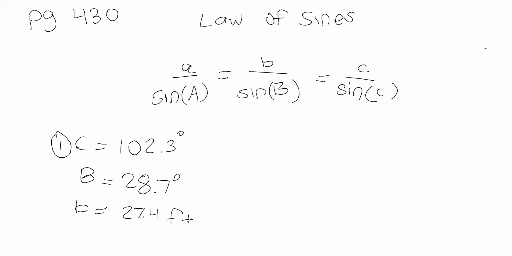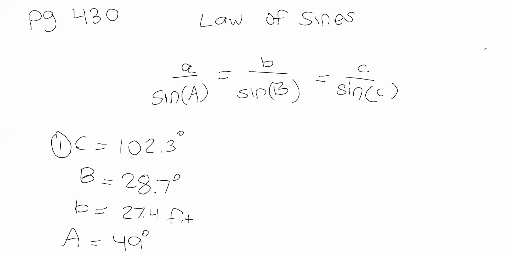So we can start by finding angle A. We know that all of the angles in a triangle have to add up to 180. So let's just do 180 minus 102.3, and then minus 28.7. And we get 49. So angle A is 49 degrees.